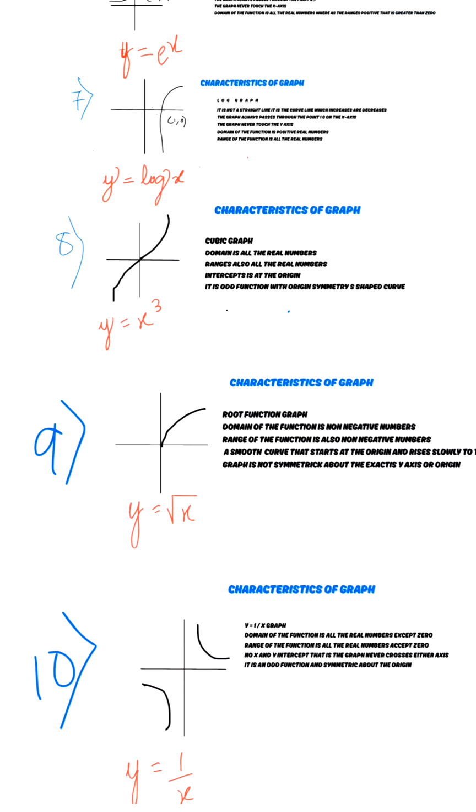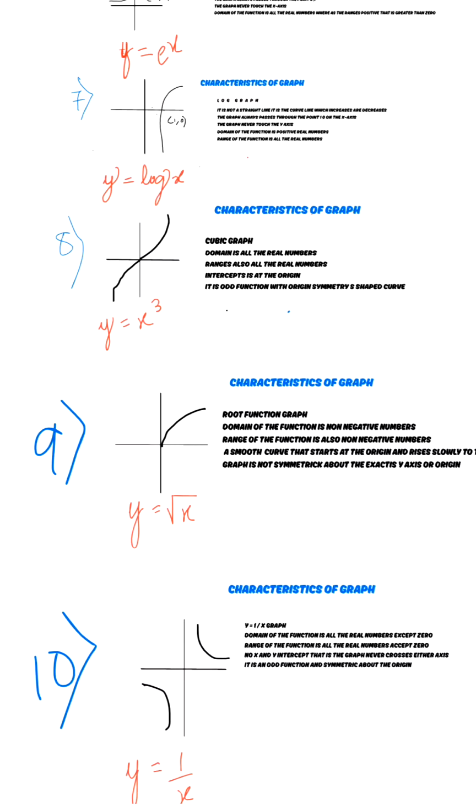Our ninth graph is the root function graph. The domain of the function is non-negative numbers. Always remember, inside the root we can never give negative numbers; it is not defined. Next, the range of the function is also non-negative numbers. If you are not giving negative inputs, obviously the output will not be negative. It is a smooth curve that starts at the origin and rises slowly, and the graph is not symmetric about the x-axis, y-axis or origin.